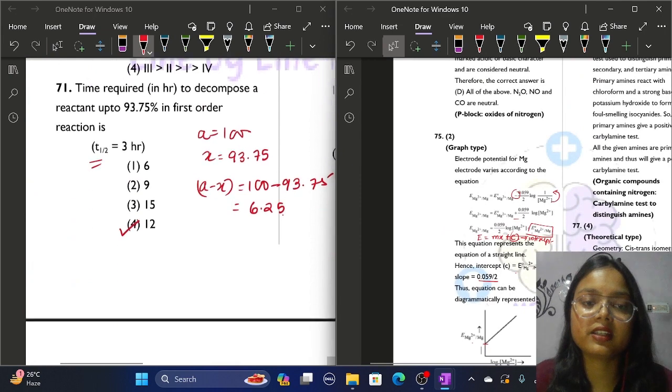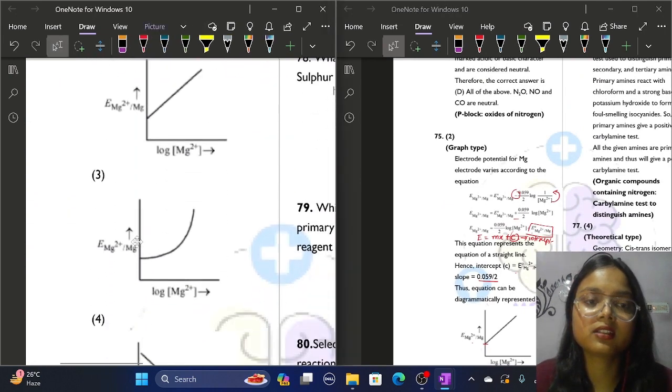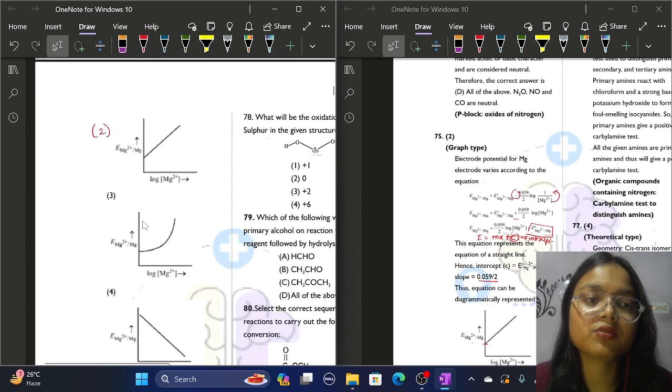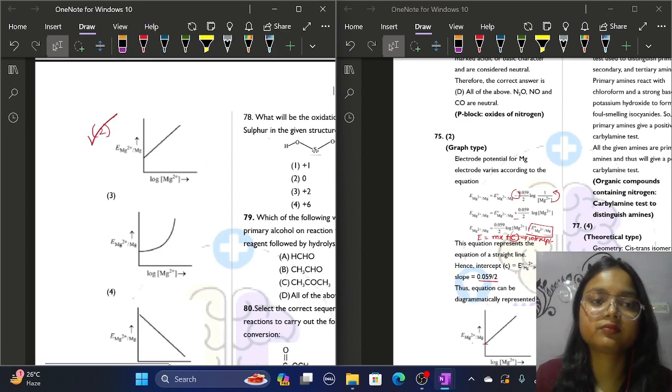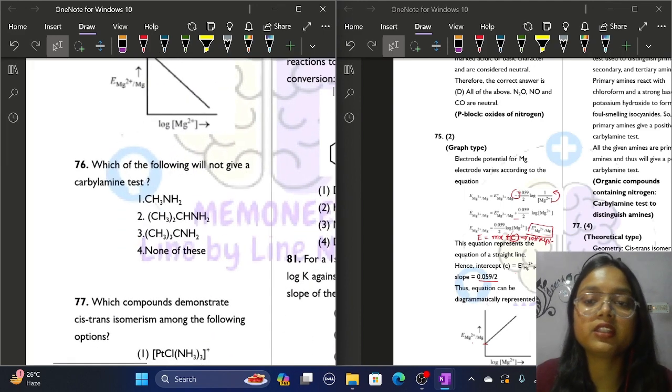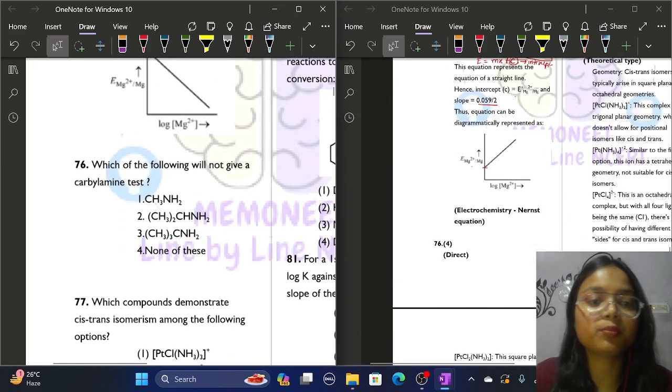In the option which is the correct one, option 2 is the correct one. Okay, this is option number 2. So option 2 is the correct one. We have to just keep in mind the equation for the graph, for intercept and slope.